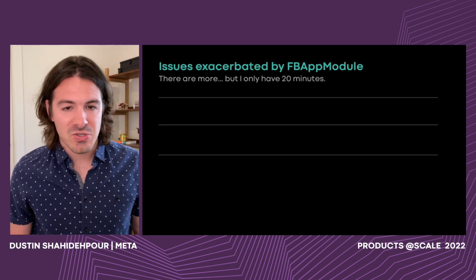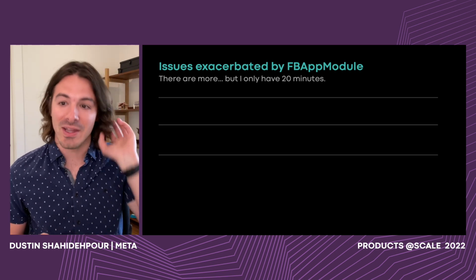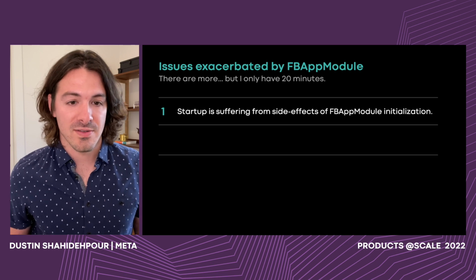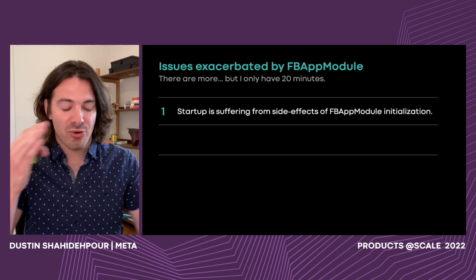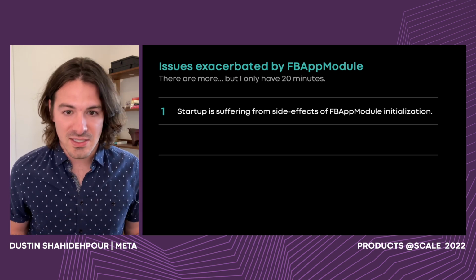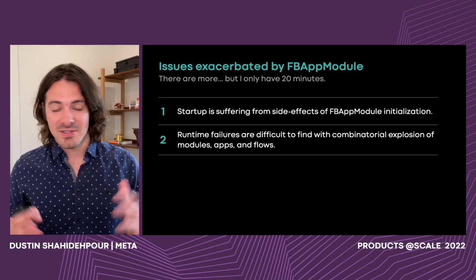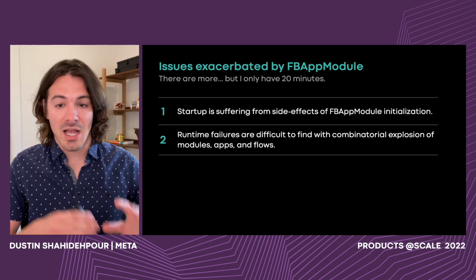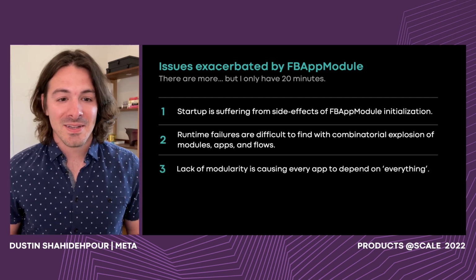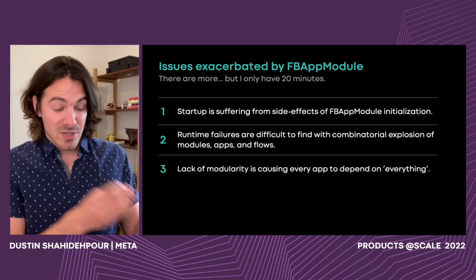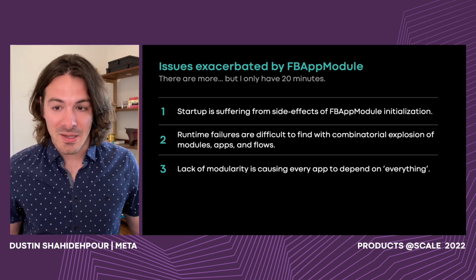There were a bunch of other issues with FBAppModule. We only have 20 minutes, so I can't keep going into it, but let's highlight the 3 most important ones for this talk. 1, startup time is suffering because everyone's prefetching, loading assets from disk, doing stuff during app module initialization. Next, the runtime failures from all the navigating to modules, the combinatorial explosion. It was impossible to test as we kept making these smaller apps. Last, to solve number 2, everybody is creating modularity problems and forcing everything to depend on everything.